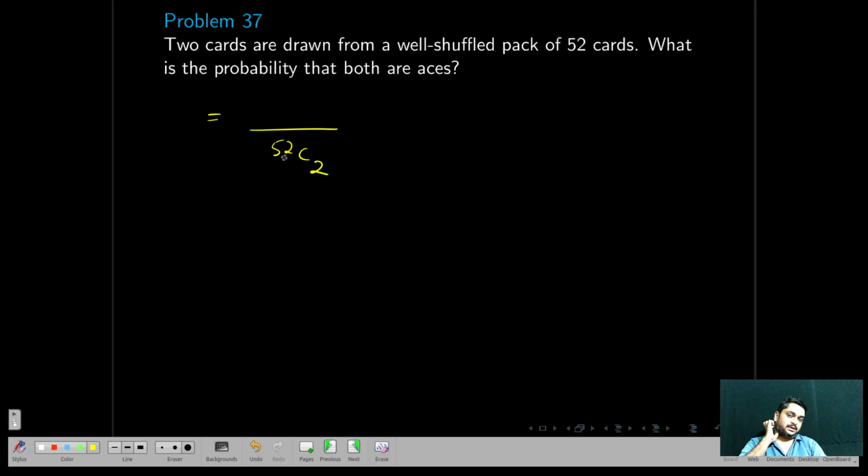So you're choosing it. It's a combination problem. So 52C2. So how many aces are there? The aces are present in each of the 4 categories. So 4 aces are there. Out of that, you have to choose 2. This is 4C2 divided by 52C2. So the answer is, you can calculate, 1 by 221. That's what I'm getting.